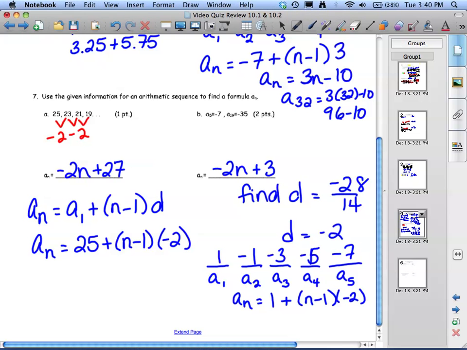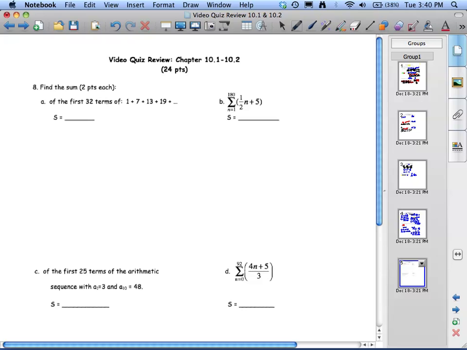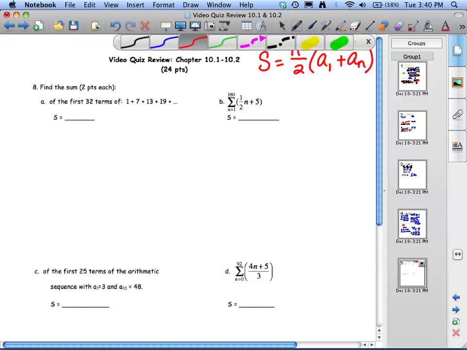Then there's 4 that I'm going to ask you to find the sum of. Remember, you can only use the formula if it's arithmetic or linear. You'll notice these are all arithmetic and all linear. Remember that the formula is this: the number of terms divided by 2 times the first term plus the last term. I'm not giving you that on the quiz. So danger, danger. Memorize this formula before the quiz.